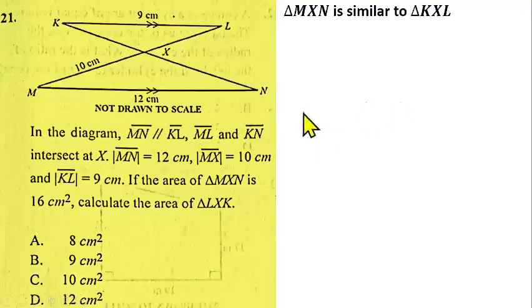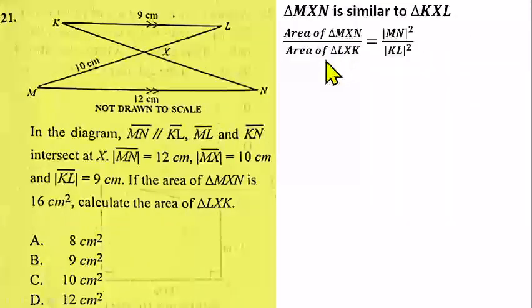They have a relationship between their areas. That's what it implies. So that means the area of triangle MXN divided by the area of this one will be equal to the square of this side of the triangle over the square of this side of the triangle given to us. That is, the area of this triangle over the area of this triangle will be equal to the square of this side over the square of this side.